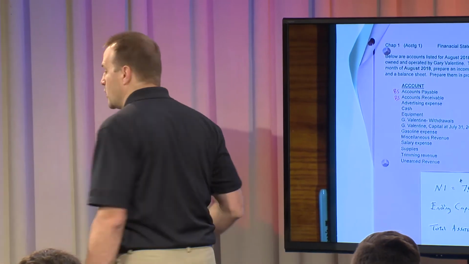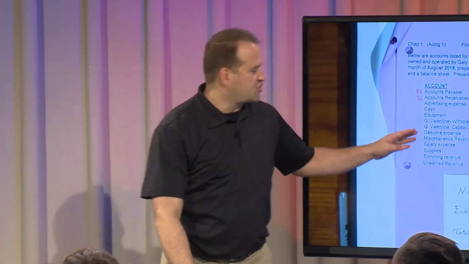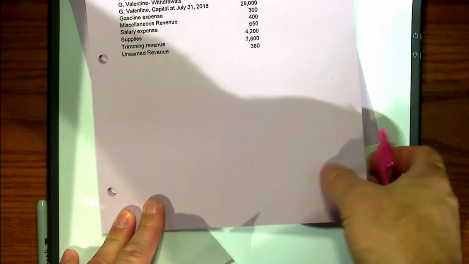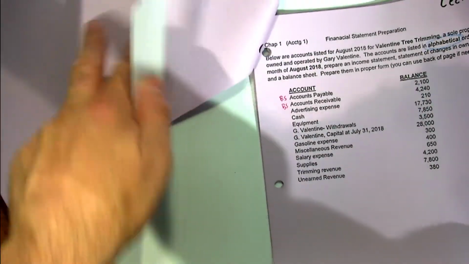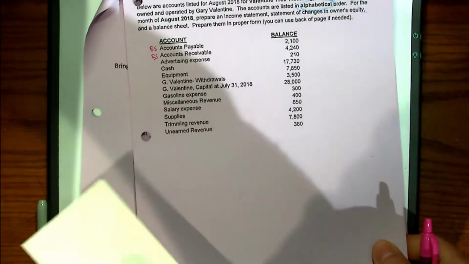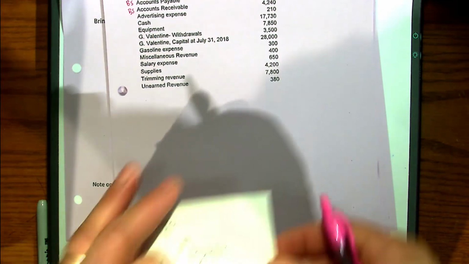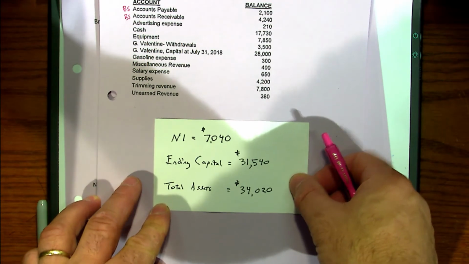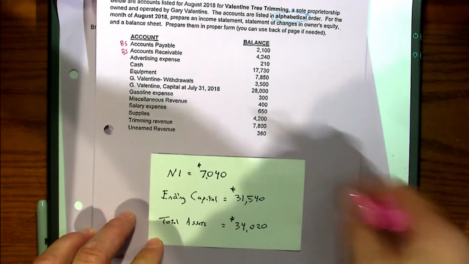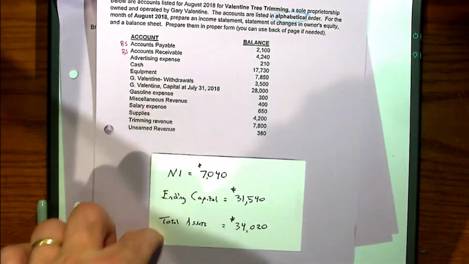Let's work on these. Oh, one more thing. Don't just try to scrunch them all up, you know, all three financial statements right here. Get another piece of paper or use the other sheet. These need to be legible. Or if people can't read them because they're so small and messy, then they're not of much help. So you have paper, use it, and let's work on Valentine Tree Trimming.